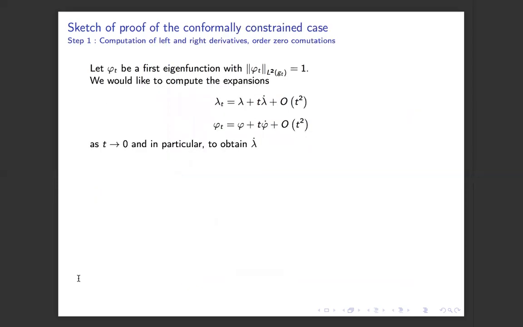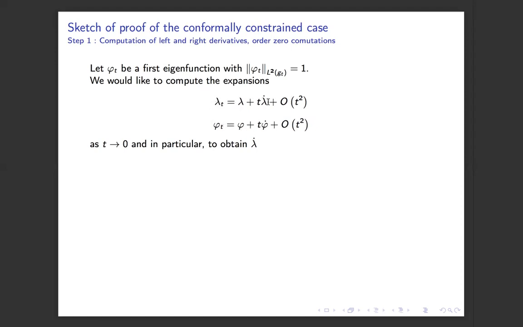So let's take the first eigenfunction here. We assume that with respect to the metric g_t, the first eigenfunction is normalized, has norm equal to 1. And we would like to compute the expansions as t goes to 0 of the first eigenvalue and the first eigenfunction. So the ansatz is the following.